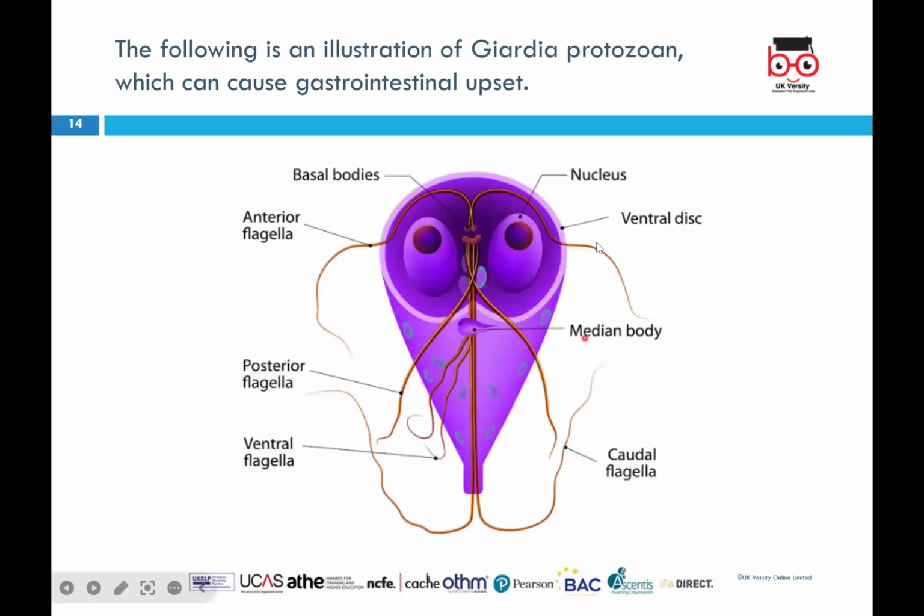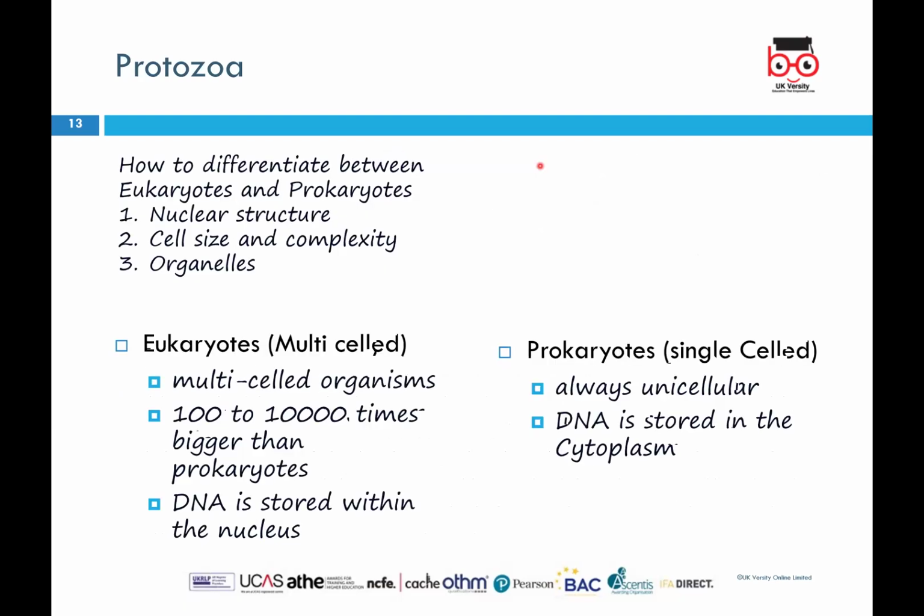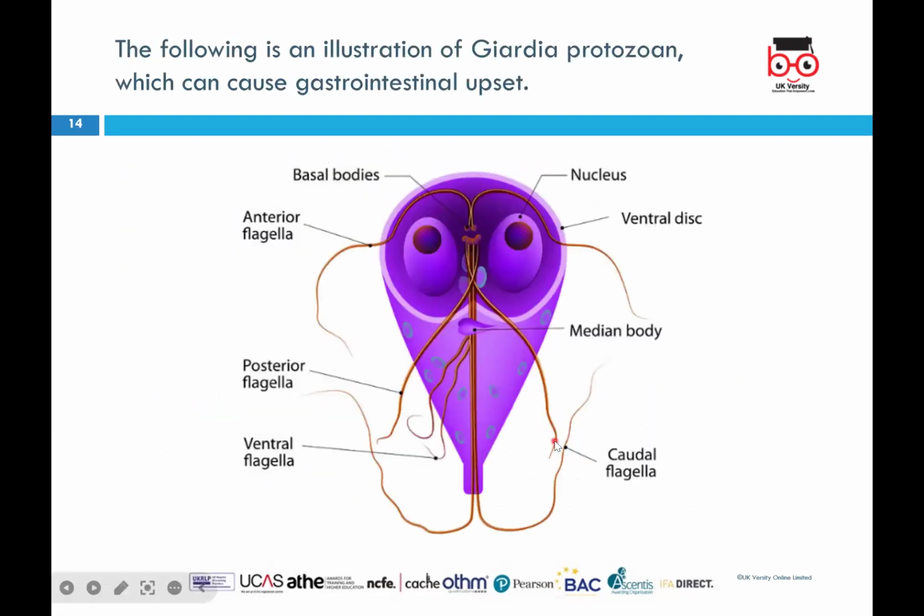So this is Giardia protozoan, which causes GI upset. It causes infectious diarrhea. So if you see this organism, how is it built? What is it made up of? We talked about protozoa, that they are single-celled organisms, but they are eukaryotes. So what do we learn about them?